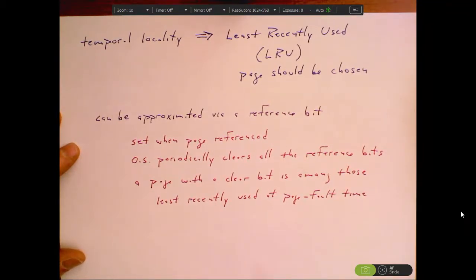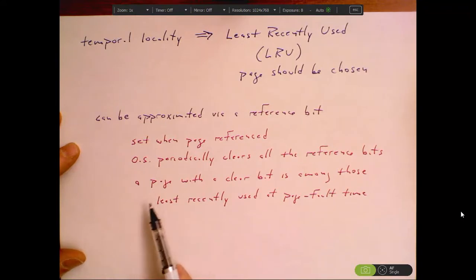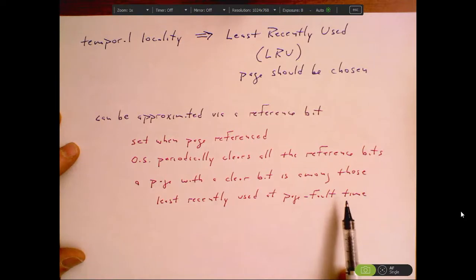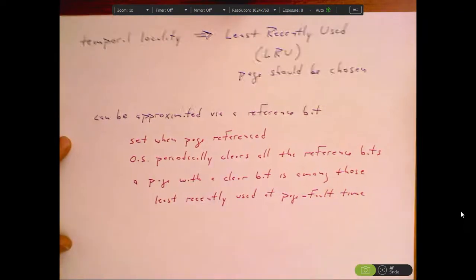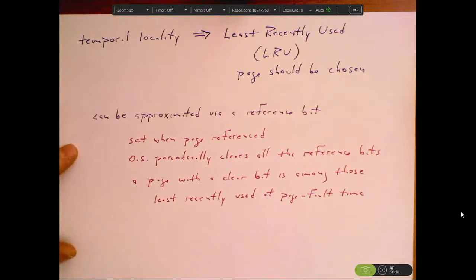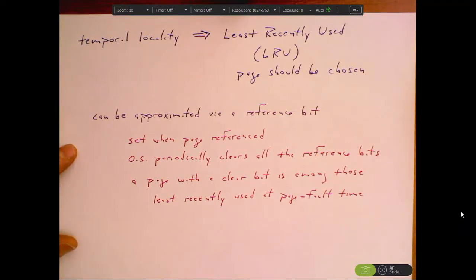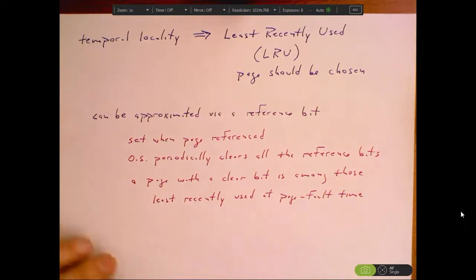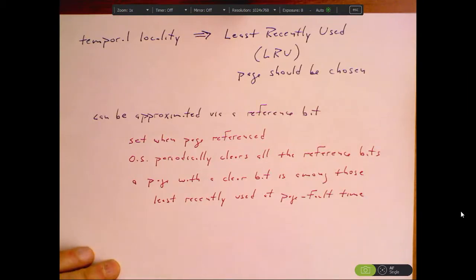And then when we have a page fault, we simply look for a page with a clear reference bit. A page with a clear bit is among those that are least recently used at page fault time. So it's not going to tell you exactly which one is least recently used, but it will allow you to choose one from a set of pages that haven't been used for some increment of time, and therefore are good candidates to be replaced. So this is a quick way to approximate least recently used.